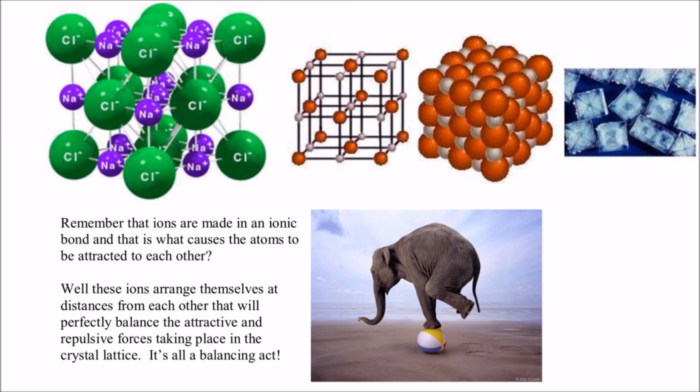Just remember that these ions are attracted to each other, and they're also repelled away from each other, and that is what causes them to arrange themselves at these perfect distances. It's all a balancing act, and now you know why I have an elephant on top of a beach ball.